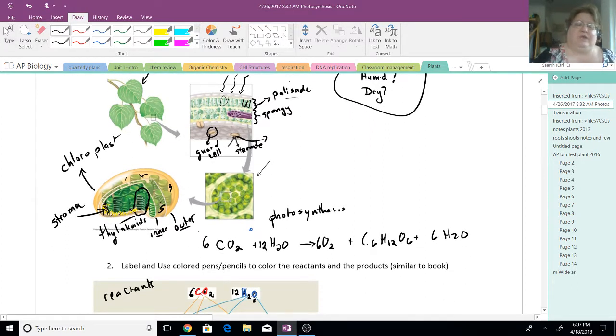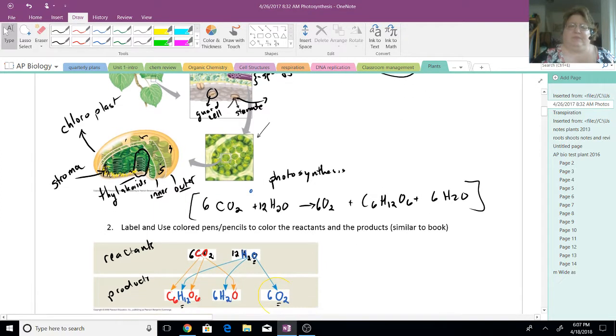This was the equation we talked about in class. We just hinted at it. You should remember that in photosynthesis, carbon dioxide is consumed, glucose is produced, as well as oxygen. That's what is released. You require water as well.